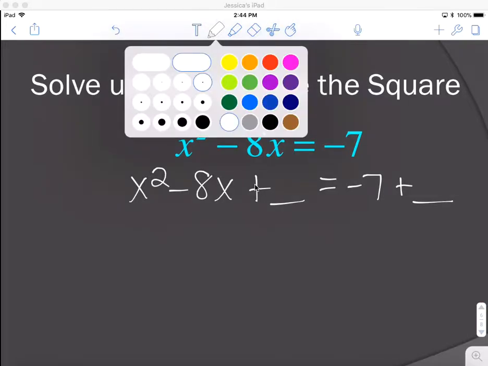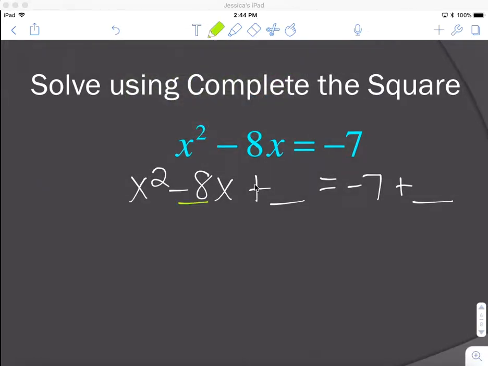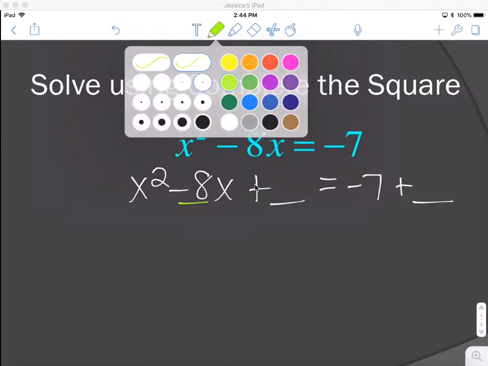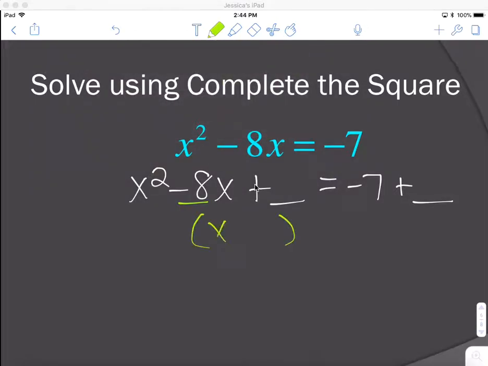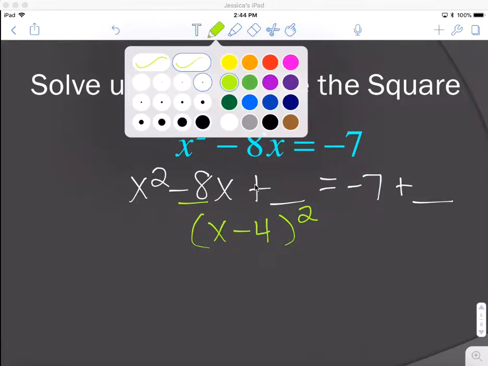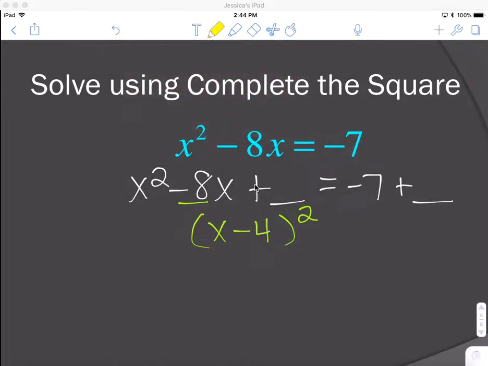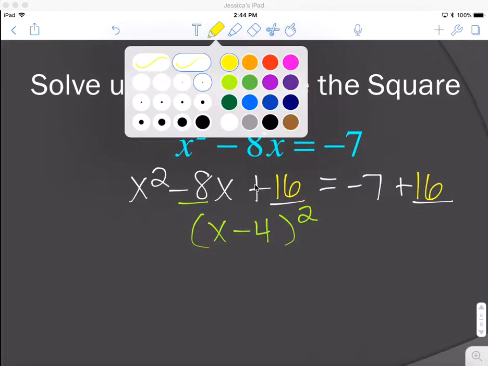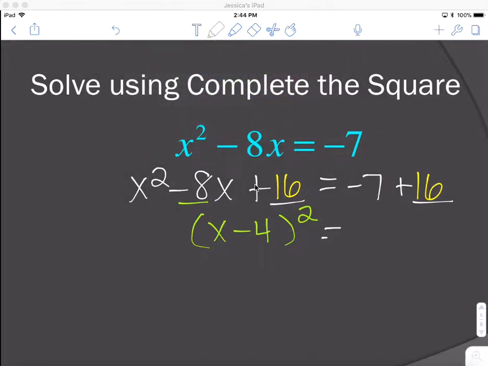Half of negative 8 means that in my parentheses, I have x minus 4. Well, negative 4 squared means that in the blank, I have positive 16. Be careful with your signs. Negative times a negative is a positive. So on the right side here, negative 7 plus 16, that's going to simplify to a positive 9.